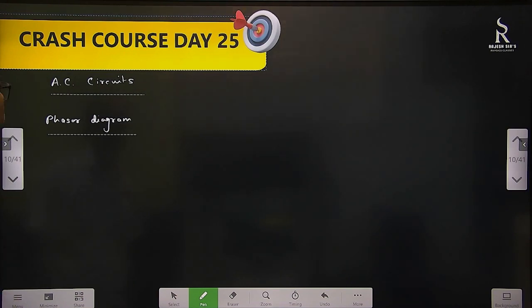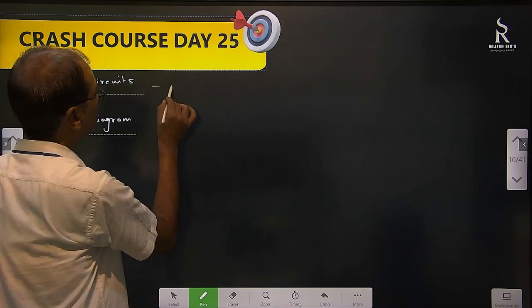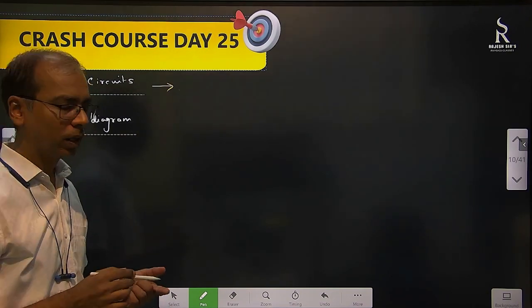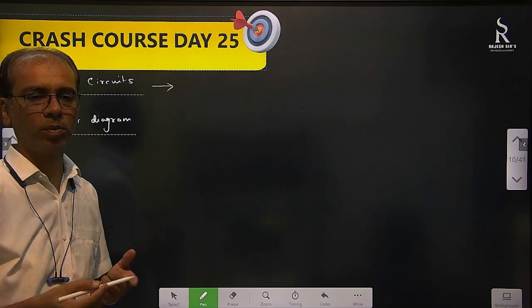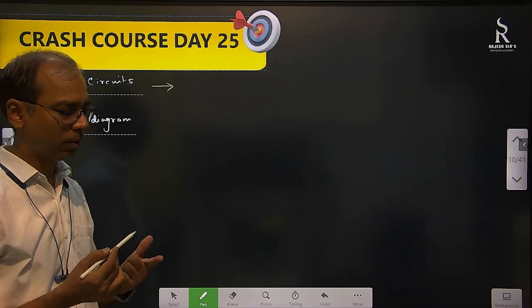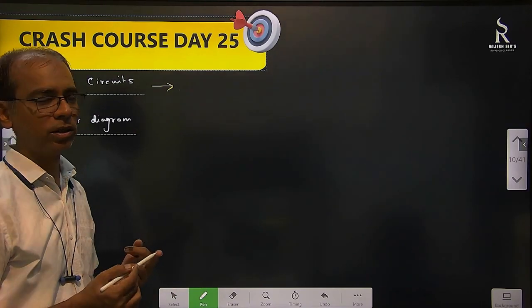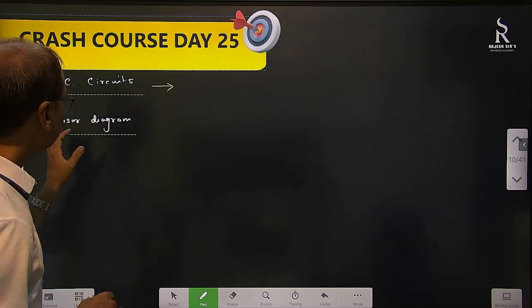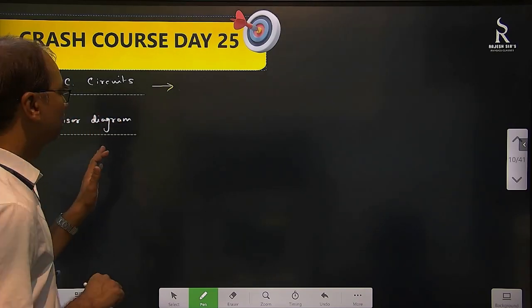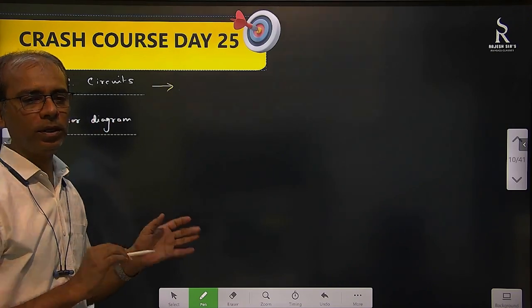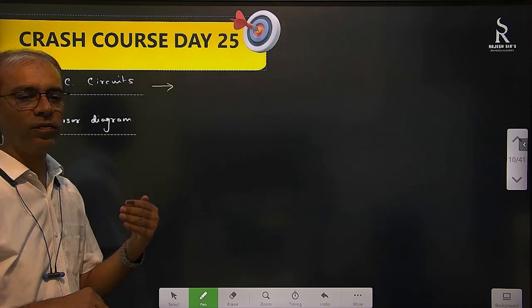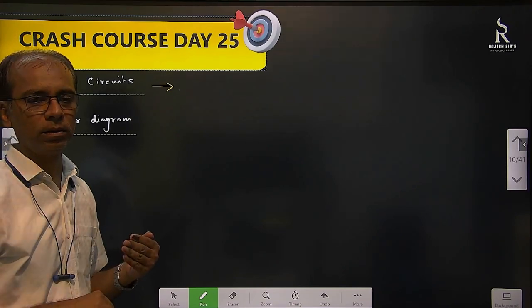Now for AC circuits, what we want to do is similar to DC circuits. We want to calculate all those things. What is the potential drop? What is the current in this one? Maybe how much is the power? How much is the heat generated? We want to calculate all these things in any AC circuit also. But there is one difference between what we did in DC and AC. In DC, V and I have no phase difference.